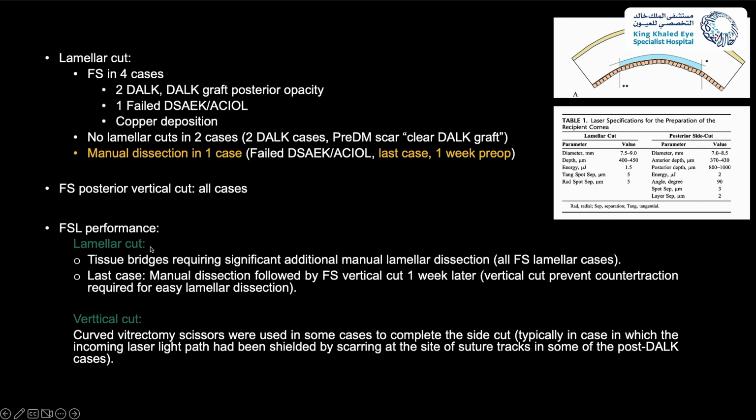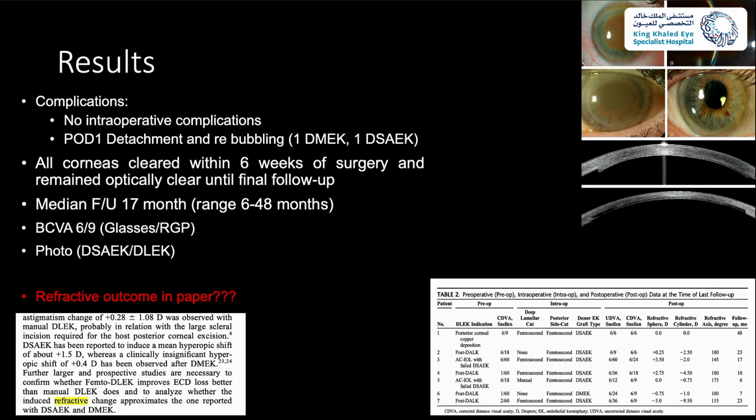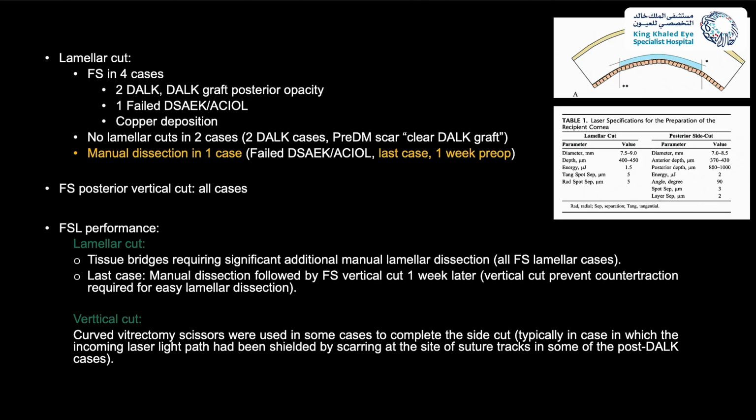So how was the femtosecond laser performance? The vertical cut was good. There was no issue with it. However, the lamellar cut was difficult, and they needed to use scissors to cut. And so the authors came out with a conclusion that the lamellar cut should be done 1 week ahead of the procedure itself to do the lamellar dissection, and then 1 week after do the vertical cut.